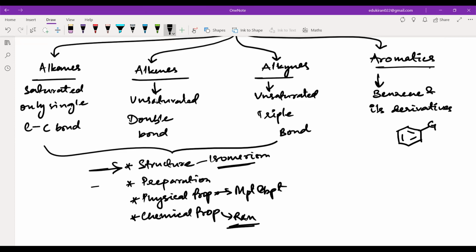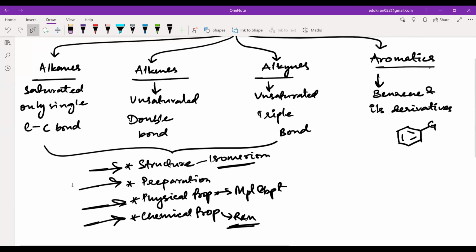What is the structure, the preparation, the melting point and boiling point trends, and the chemical reactivity of alkanes, alkenes, and alkynes. For aromatics, we can learn the structure, the preparation, and the chemical properties. Isomerism, not so much. We also can't study melting point and boiling point in very much detail, because benzene is just benzene. In alkanes, we have a different number of carbon atoms, it differs. And that is why we can talk about the trend of melting and boiling points.